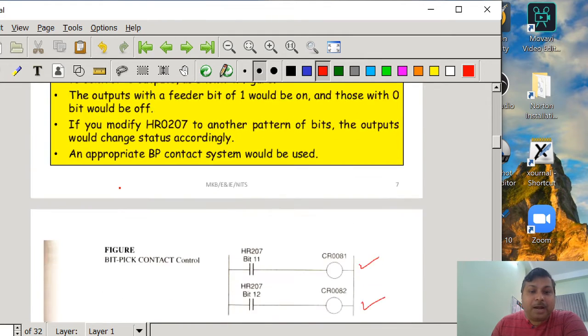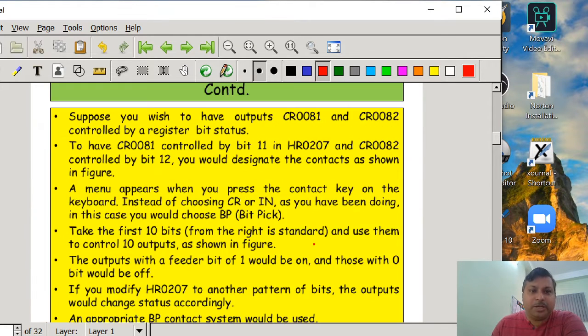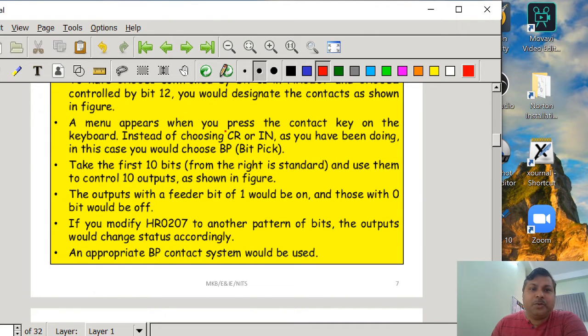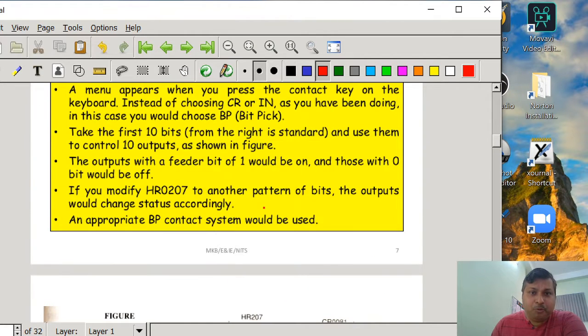Now the question is how you will enter the values, or how you want to change the status of bits 11 and 12 and so on. How can you do that? A menu appears when you press the contact key on the keyboard. Instead of choosing CR or IN, here you see we are not using any IN input contact, you choose bit peek, that is BP.